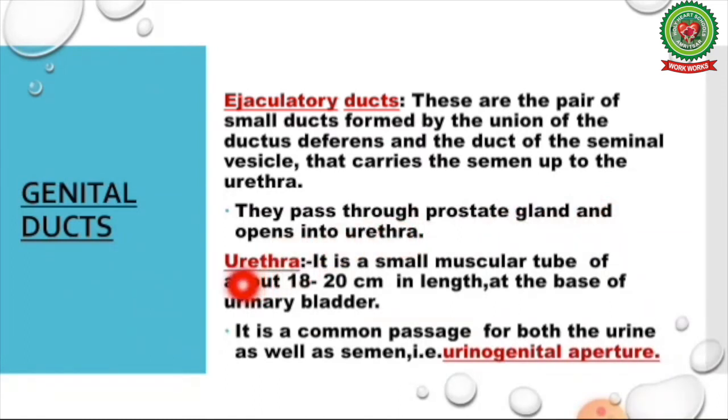Next genital duct is urethra. It is a small muscular tube of about 18 to 20 cm in length at the base of urinary bladder. It is a common passage for both the urine as well as semen. That is, it is urinogenital aperture.